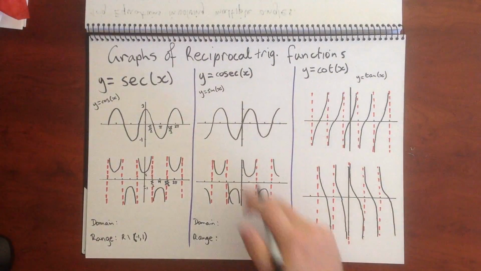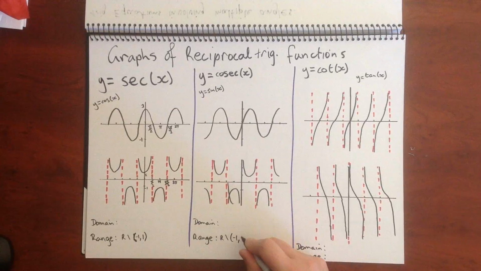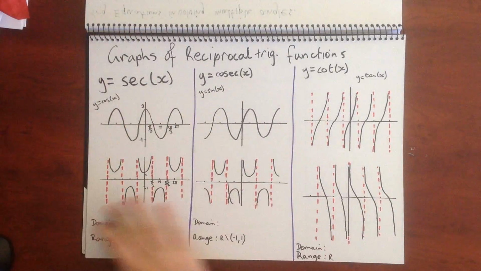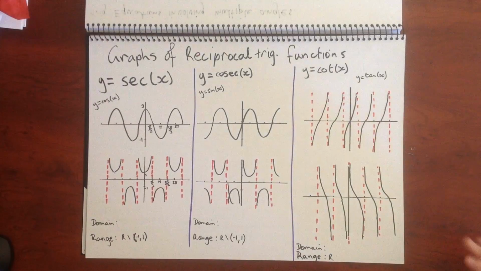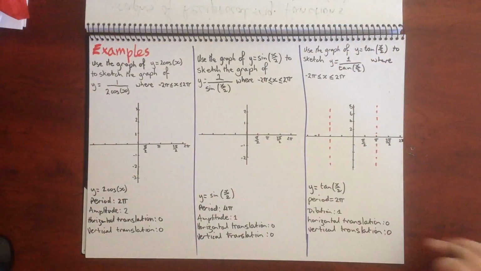Again, this range is the same: all real numbers excluding from -1 to 1. And this range here is going to be all real numbers. Again, the domain's a little bit tricky because there are so many values that we're going to exclude, so we won't worry about defining that. So we'll flip over and look at some examples.